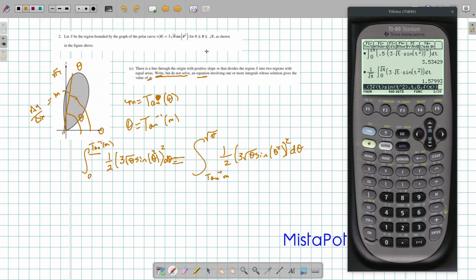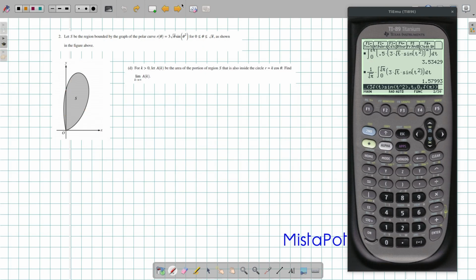So that's part C. Finally, on part D, it says, for k greater than 0, let A of k be the area of the portion of region S that is also inside the circle r equals k cosine theta. Keep in mind that k cosine theta is going to be a circle. It's going to be centered on the x-axis, and it has a diameter equal to k.